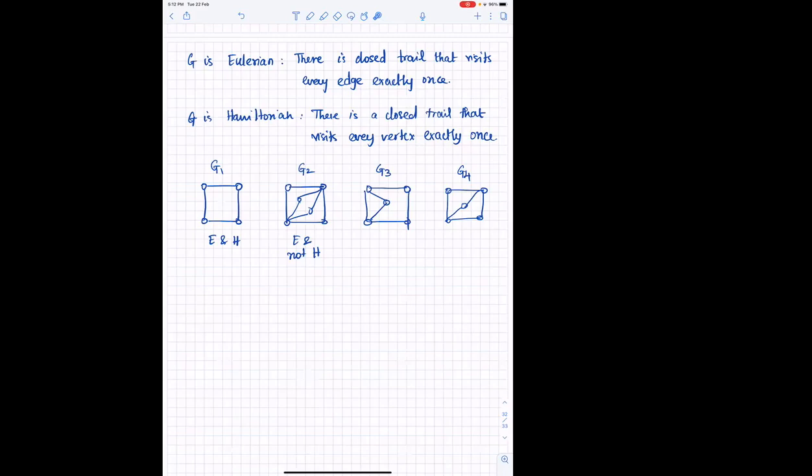Hamiltonian and not Eulerian. This is not Eulerian because there are two vertices with odd degree, right? In G3. Yes. So what does that mean? That means that there is an Eulerian path in the graph.